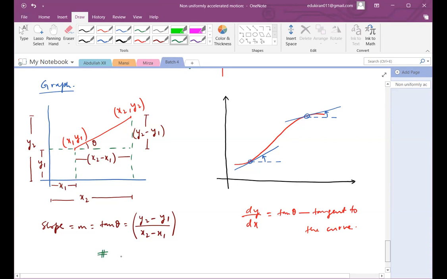So just remember, inclination or theta must be calculated anti-clockwise from the positive x-axis. Is it clear to everyone?